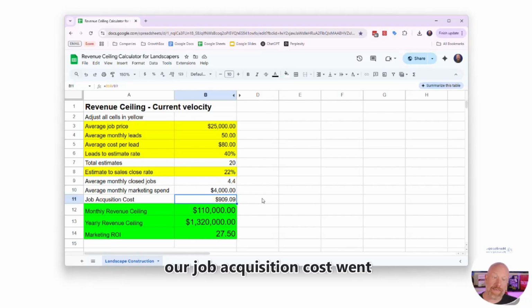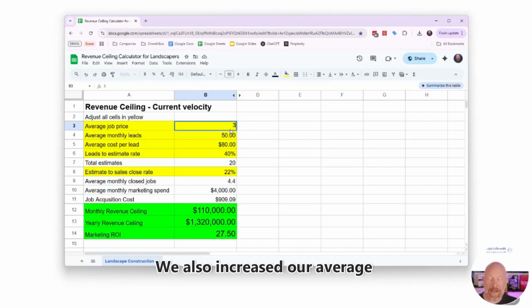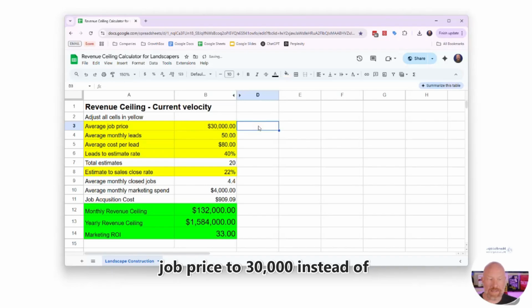Our job acquisition cost went down. It was about $1,300, $1,400. Now it's at $909. That also was affected. Cool. That's great. But let's just say we also increased our average job price to $30,000 instead of that 25.